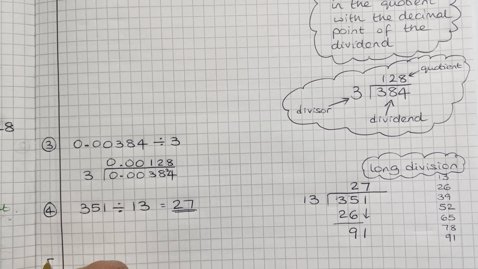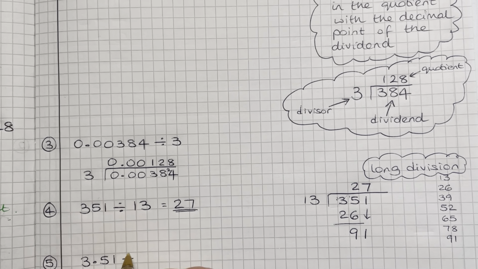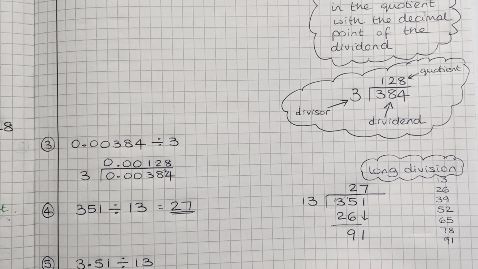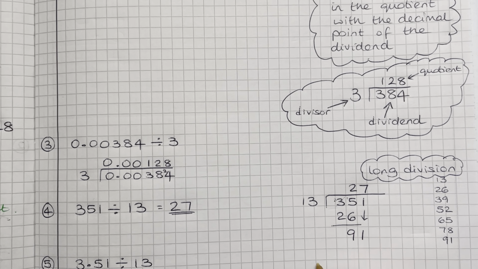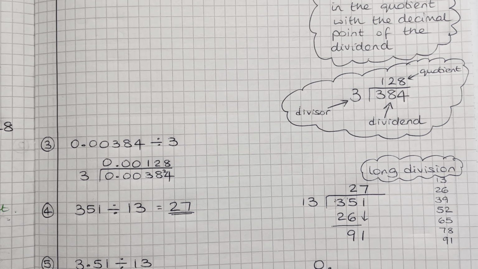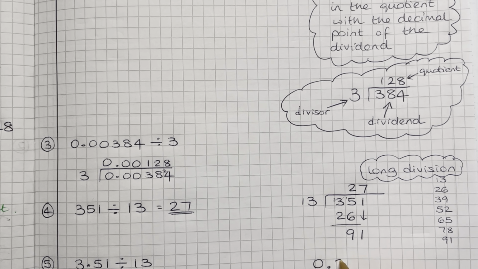Let's see. So now I've got 3.51. I'm still dividing by 13. I'm going to do exactly the same as I did before, but I've got 3.51 this time. 13 doesn't go into 3, so I'm going to write 0, and I'm going to drop the 3 down. I'm going to bring down my 5. Note here that I've not dropped down my decimal point. 13 goes into 35 twice.